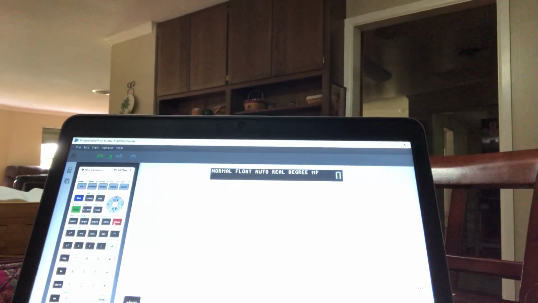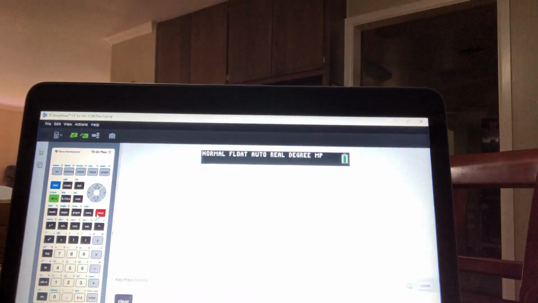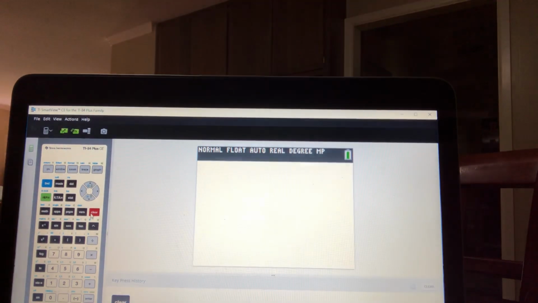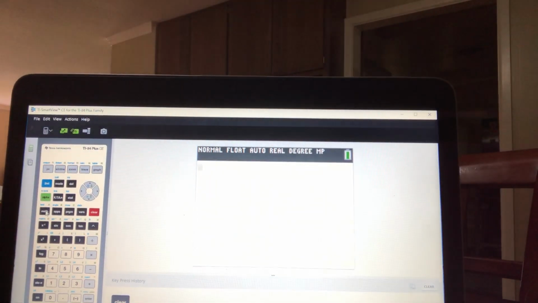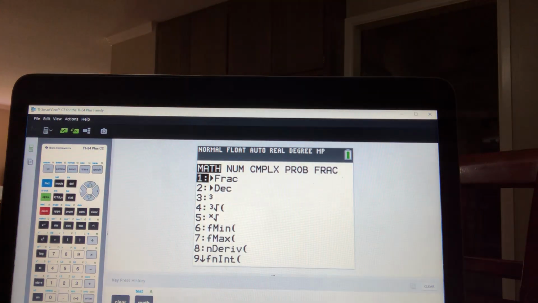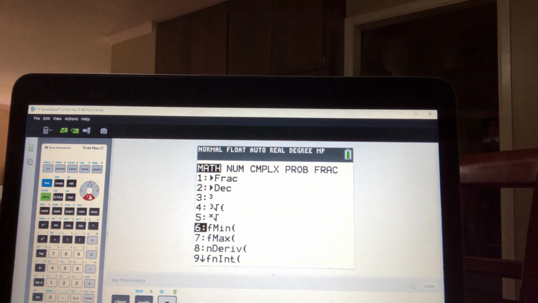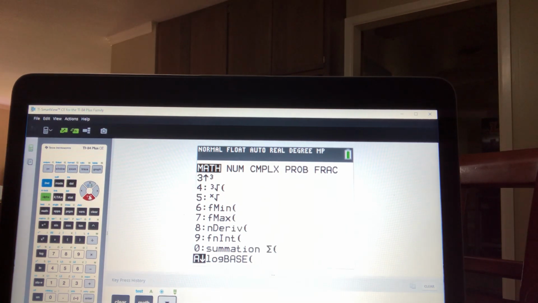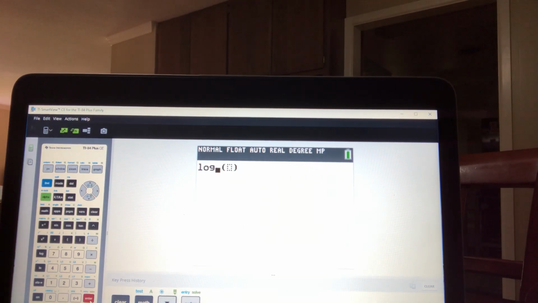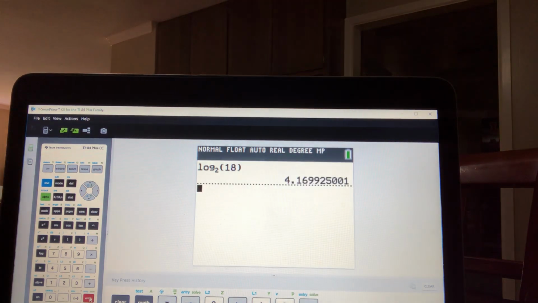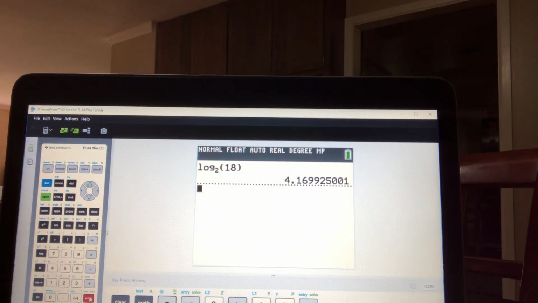So here we have it. I showed you how to do this on the logarithms video a couple of lessons ago. It hasn't been that long ago, but I'll remind you. Some of you might go to math, and then all the way down to the bottom, you may have the choice to do a log base. If you have that option, choose that, and you will put in the 2 for the base and the 18 as the number inside the parentheses. Then you should get this answer. We're always going to round to the thousands place if it's not a whole number, so I would say that's 4.170 rounded to the thousands place.